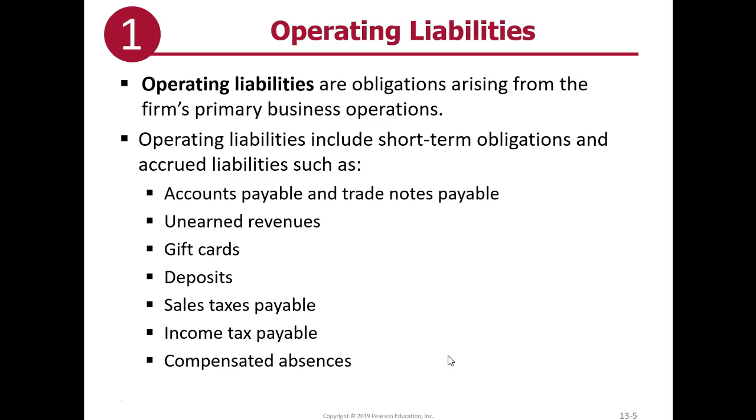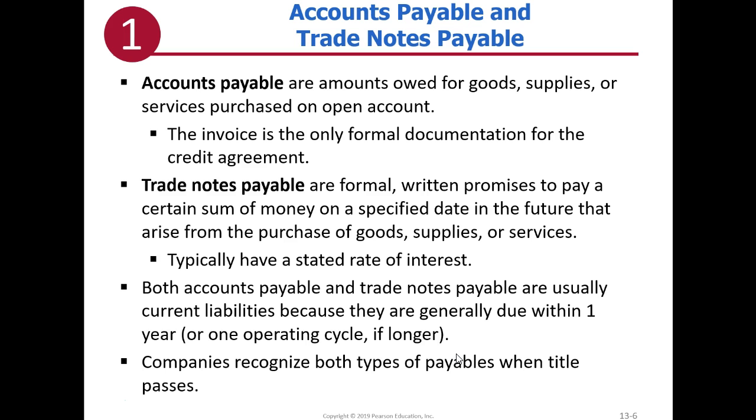Operating liabilities are obligations arising from the firm's primary business operations. They include short-term obligations such as accounts payable, trade notes payable, and accrued liabilities such as advance collections, sales, payroll taxes, and income taxes. Let's start with accounts payable. They are amounts owed for goods, supplies, or services purchased on account. The invoice is the only formal documentation of the credit agreement.